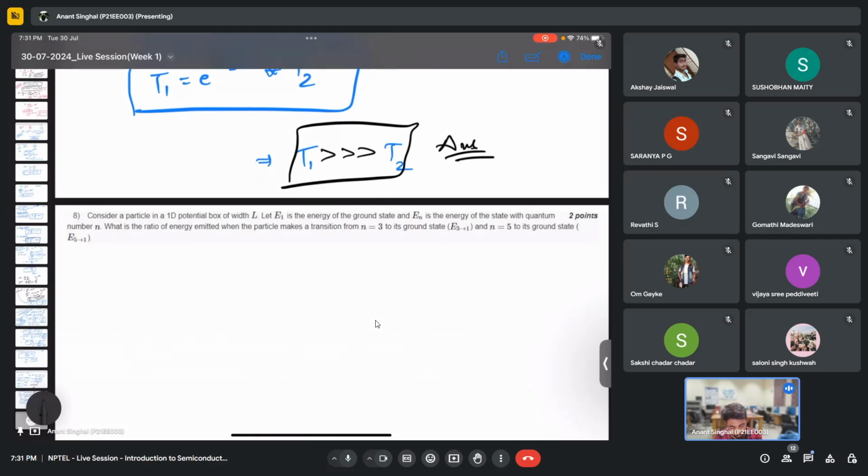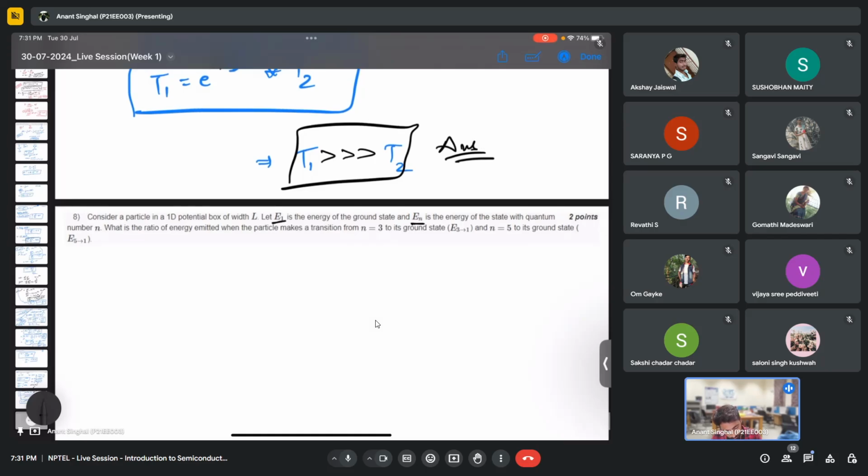So now this is the question. Do you want to try it? So we have again a 1D potential box in which we have some energy levels. E1 is the energy of ground state, En is the energy state. So we need to find the ratio of the energy emitted for n equals to 3 to n equals to 5. So do we have this question in the assignment? Even if we have, you can change this to n equals to 2. No, sir. If we don't have, then it is fine. Try it out.